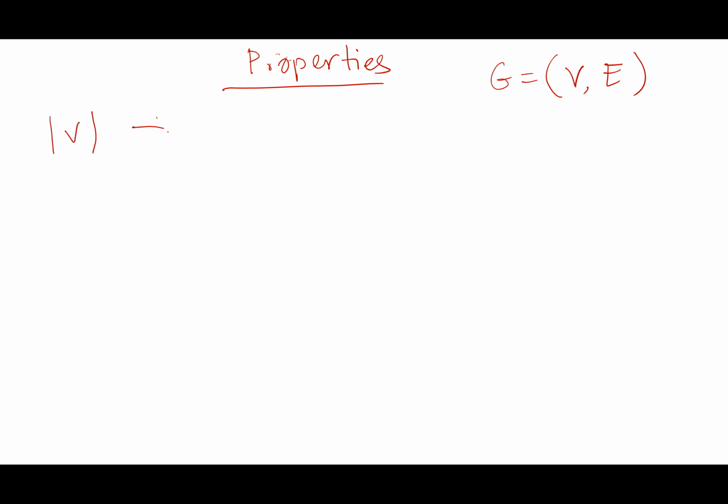Okay, so let's talk about the properties of a graph. As we said, a graph is represented as a set of vertices and a set of edges. By this we mean the number of vertices, and by this we mean the number of edges.